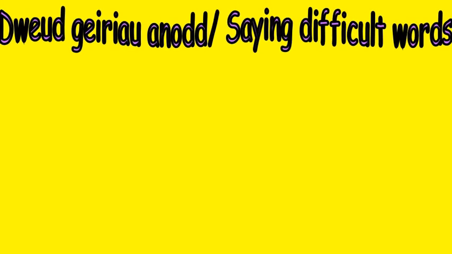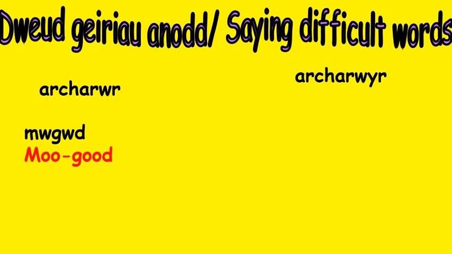So let's look then at saying difficult words. Some words in the topic superheroes, archarwyr, were tricky. Archarwr, superhero. Archarwyr, superheroes. Mwgwd, meaning mask.